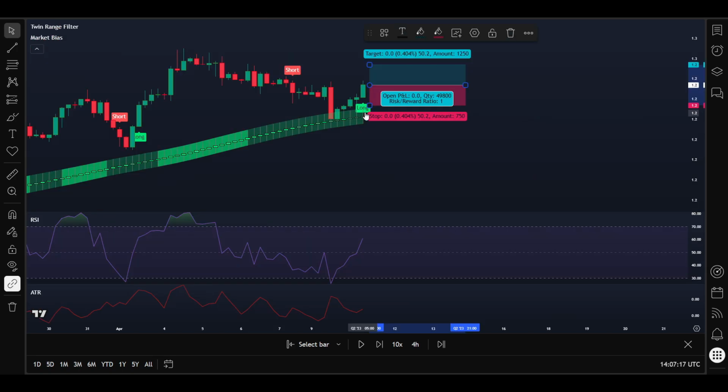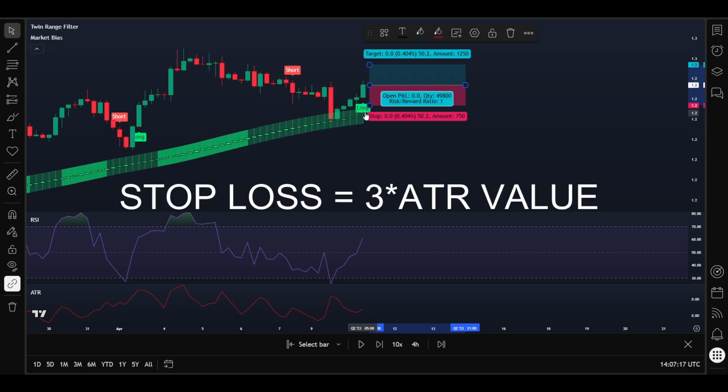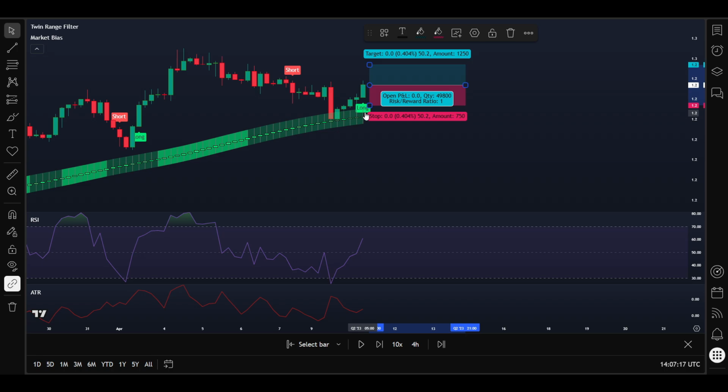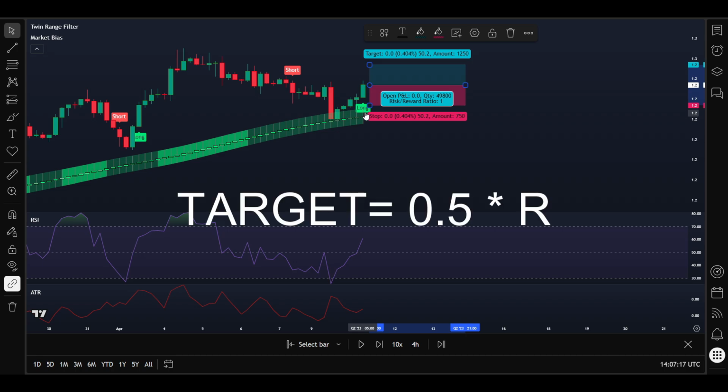Execution rules for all trades. Act on closed candles and execute on the next candle open. Stop distance equals 3 times ATR value of the entry candle. To find it, hover the entry candle, read ATR, bottom left, multiply by 3, then times 100 if your market quotes in pips. Target equals 0.5 R.